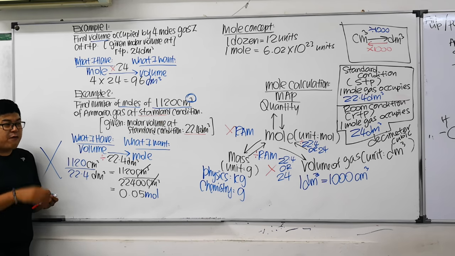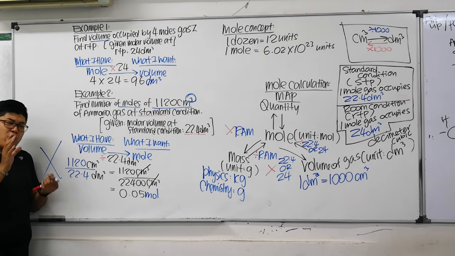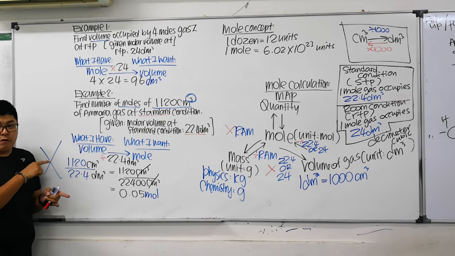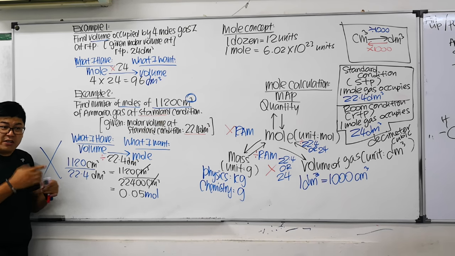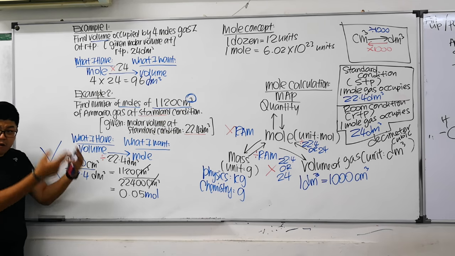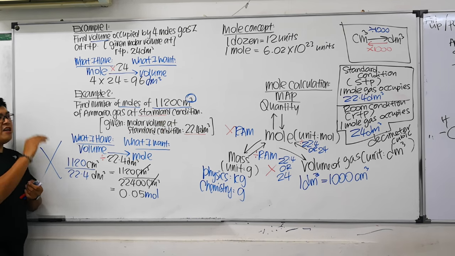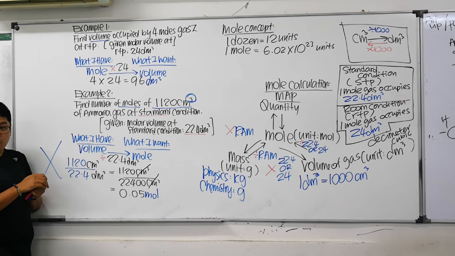Understand? But guys, if you fully understand the mass, is it okay for me to say that if you understand the mass perfectly, when it comes to volume, it's not too hard as well? True or not? Because it still follows the same rules, isn't it? The rule is, mole becomes something, times; something becomes mole, divide. True or not? You just change the question a little bit only. Is it all good then?